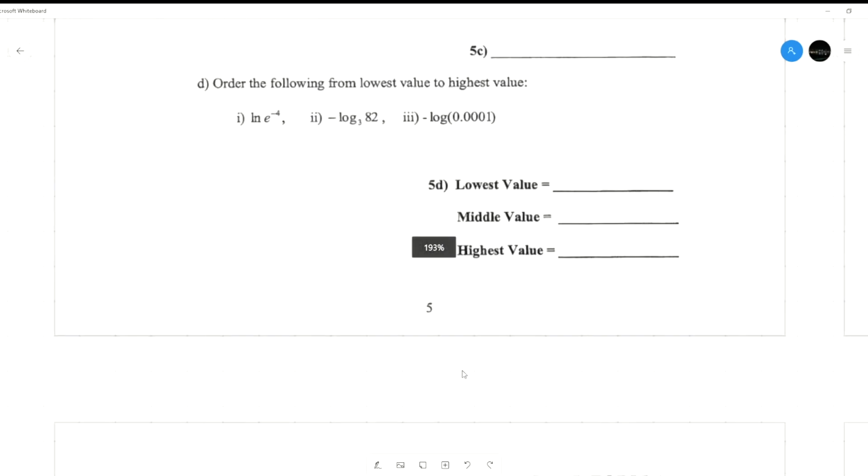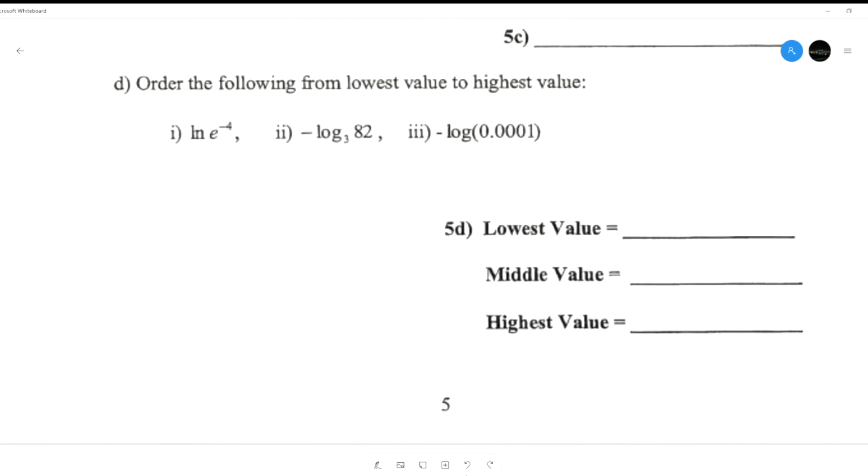Look at this. Wow. They want us to order this from the lowest to highest value. This one was a non-calculator section in the previous final, but obviously you have calculators to work with, so it doesn't seem too bad, right? But how would you do this? You should still know how to do this based on the properties, right?